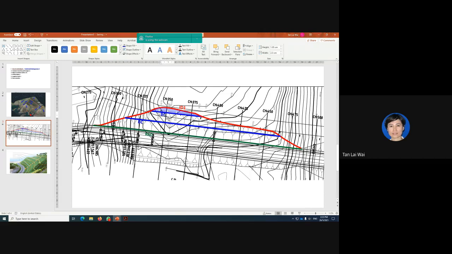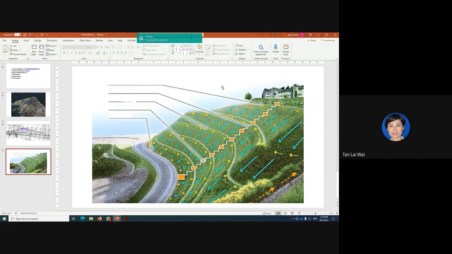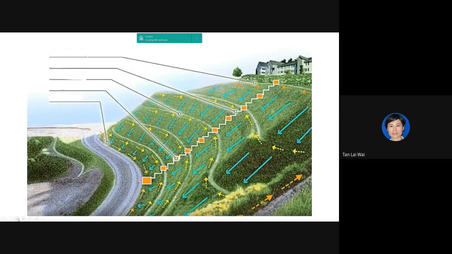Now here's the thing, this is a plan view. You are looking from the top. In reality, this is the area that you are encountering. Let's go back here. I'll just use the pen.